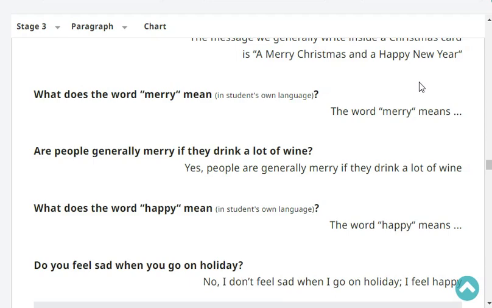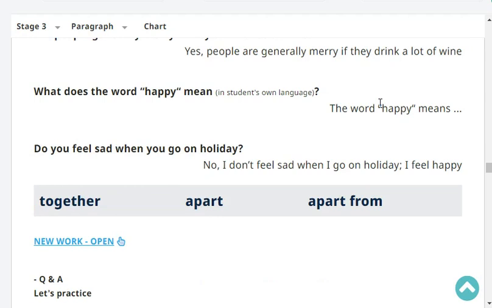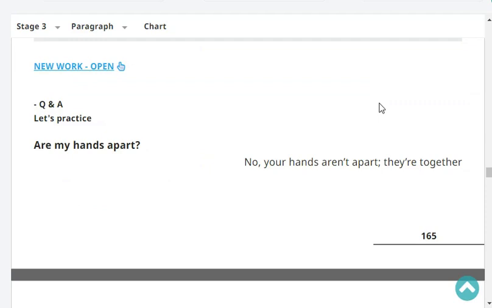What does the word happy mean in Japanese? The word happy means 幸せ in Japanese. Very good. Do you feel sad when you go on holiday? No, I don't feel sad when I go on holiday. I feel happy. Very good.